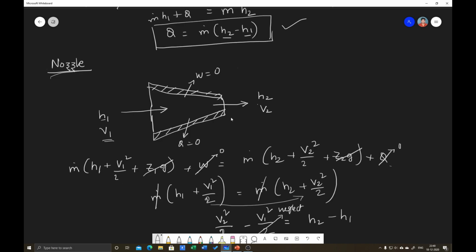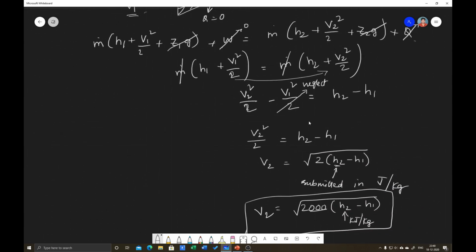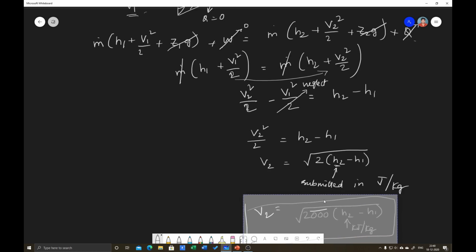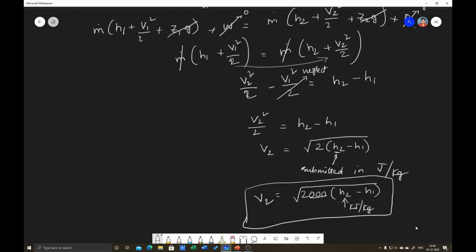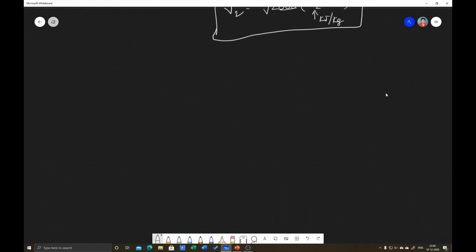This is one application where we apply just the first law of thermodynamics to determine the velocity of steam at the exit of a nozzle. Okay. Next application is the turbine. A turbine is a device which converts thermal energy into work. Say this is a turbine.